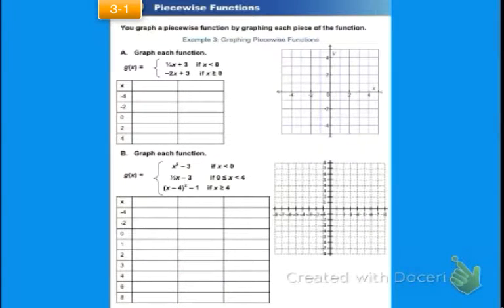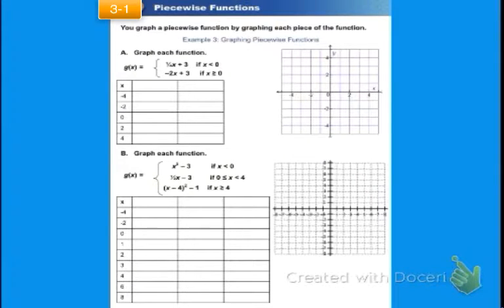So next we're going to look at graphing piecewise functions. When we graph piecewise functions, these intervals become very, very important, because that basically is going to tell us what the domain is for our particular piece of the graph that we're trying to represent.